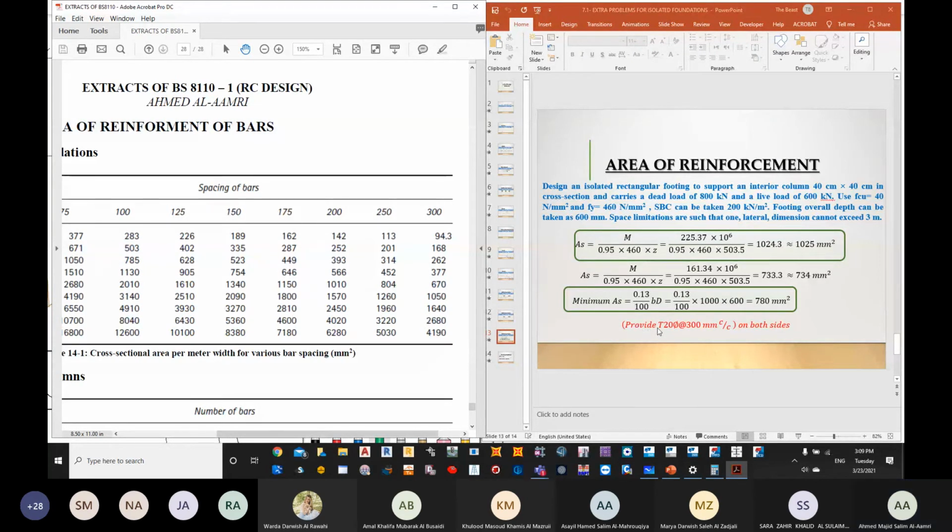to provide T20 diameter at 300 mm spacing for both sides. Okay. So T20 at 300 mm for both sides, for the 1.1 direction, for 1.3 direction. Since both of them are lesser than 1050, we are going to take 1050 mm square. Okay. Now in the previous problem, if you remember, we had one reinforcement in one direction, another reinforcement in the other direction.